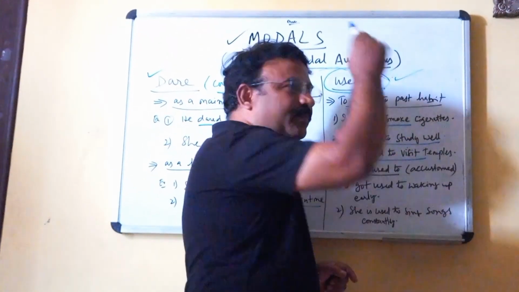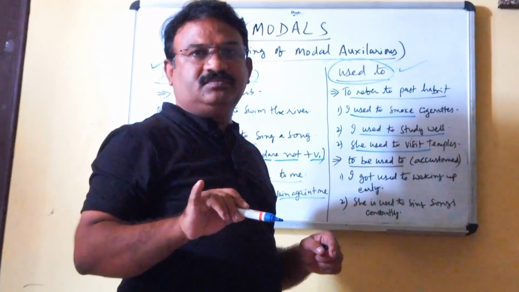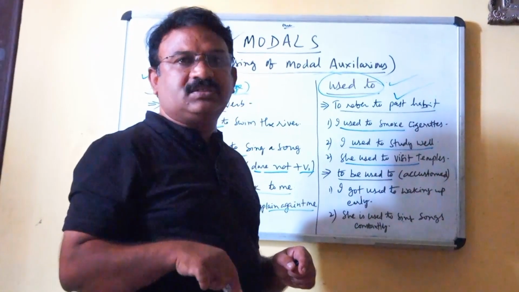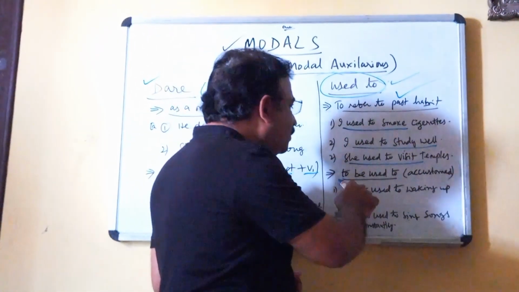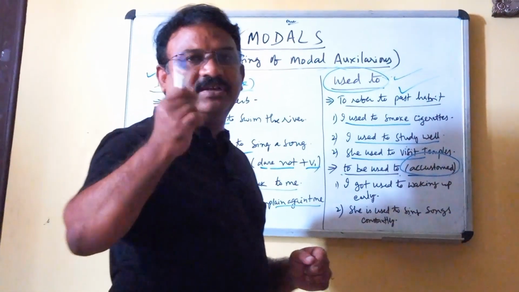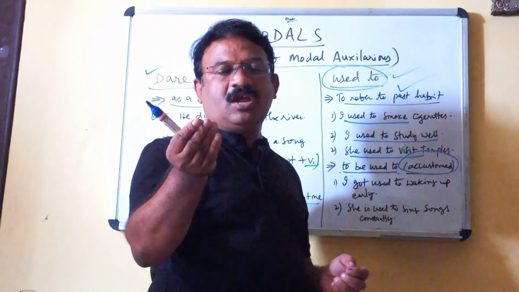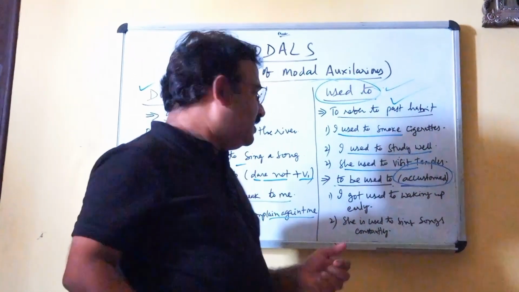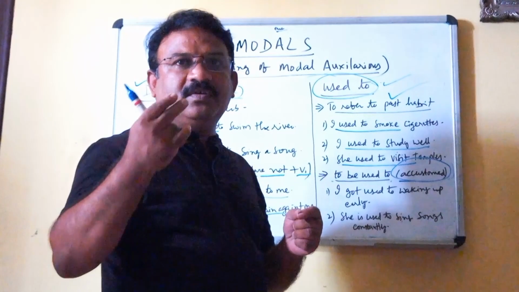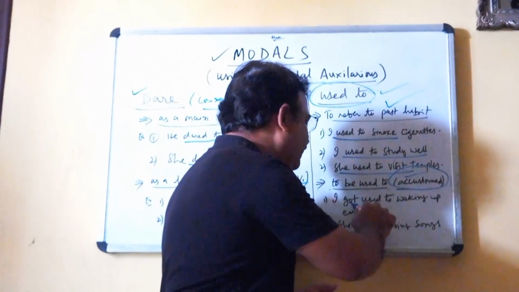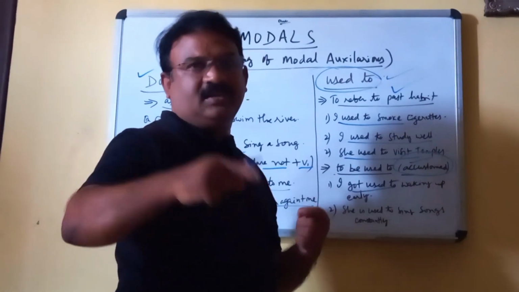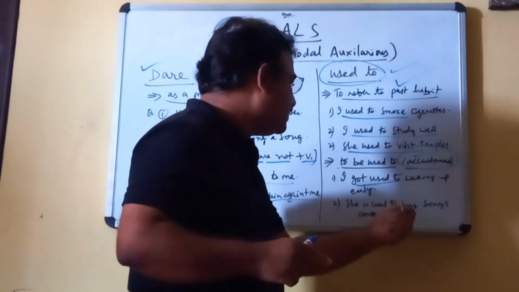She used to visit temples, but not now. This refers to a past habit. See, to be used to means accustomed. Accustomed means habit, habituated. See, I got used to waking up early. That means accustomed, habit. She is used to singing songs constantly.